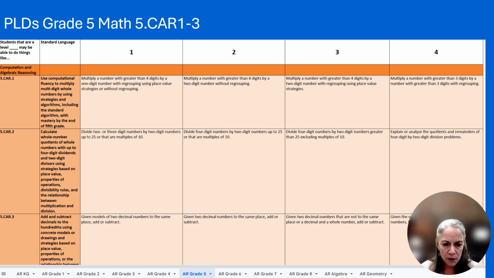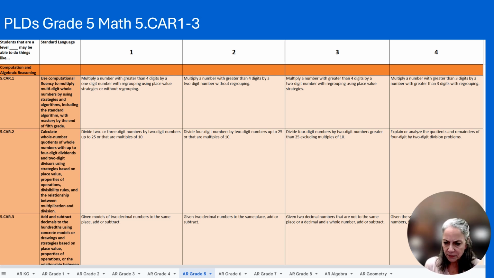They can multiply a number with greater than 4 digits by a 1-digit number with regrouping using place value strategies or without regrouping. So that's level 1. A level 2 student has to be able to multiply a number with greater than 4 digits by at least a 2-digit number without regrouping. And then level 3 for 5th grade is to multiply a number with greater than 4 digits by a 2-digit number with regrouping using either their place value strategies.